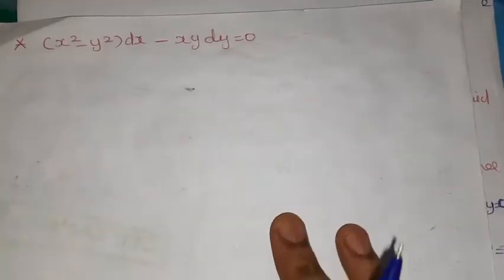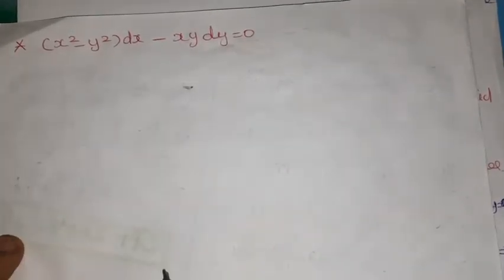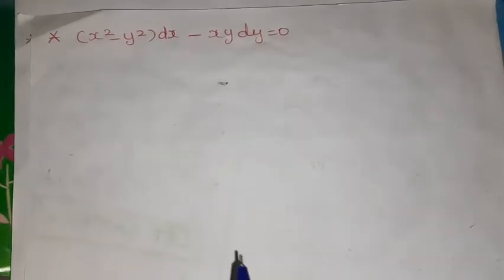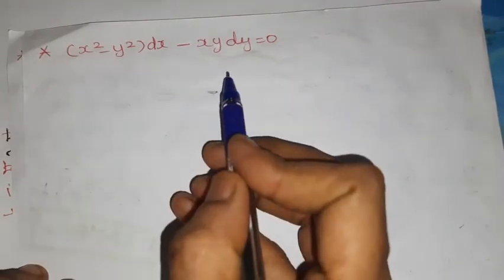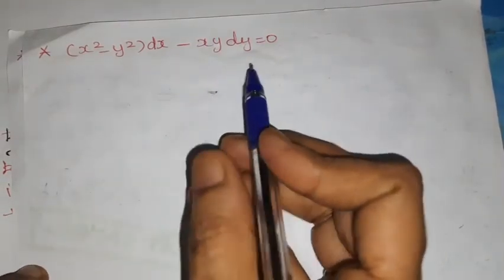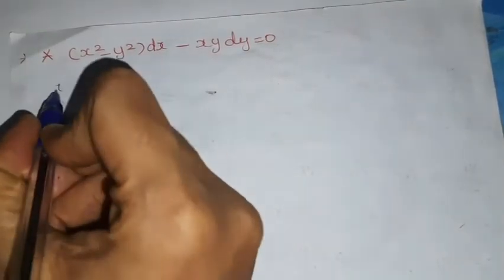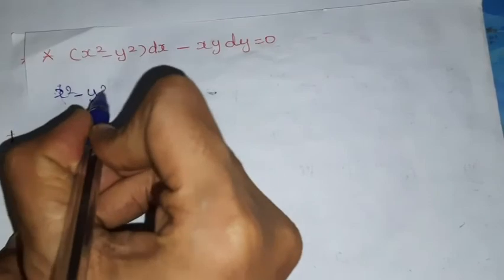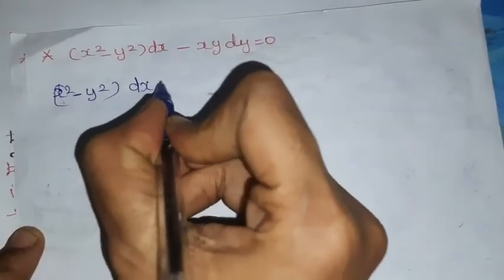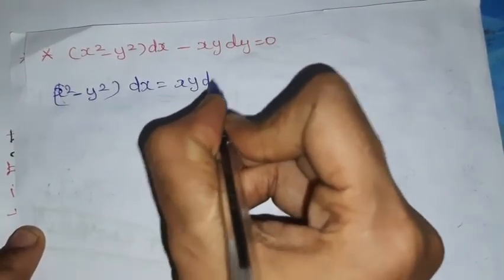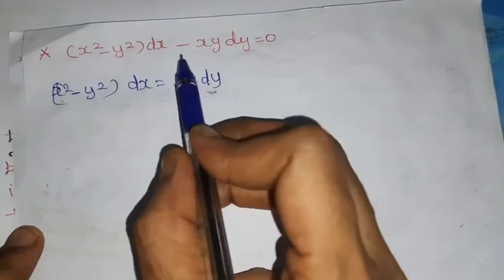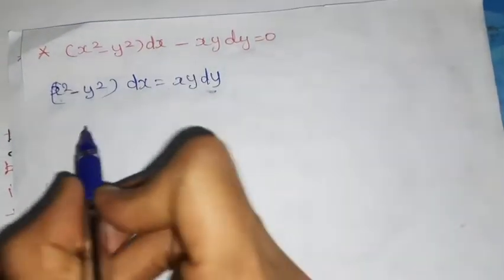So what is the first problem? (x squared minus y squared) dx minus xy dy equal to 0. What is that? (x squared minus y squared) dx minus xy dy equal to 0. So we will move the term: (x squared minus y squared) dx equal to xy dy. So this goes to that side. Then what is dy by dx?